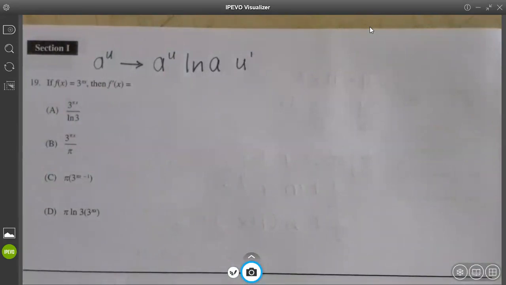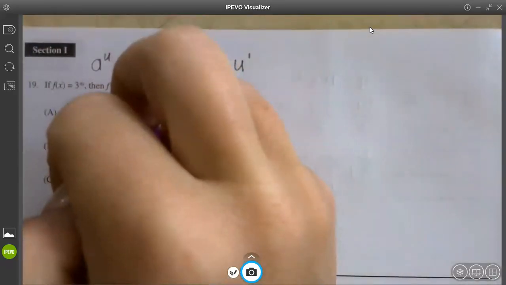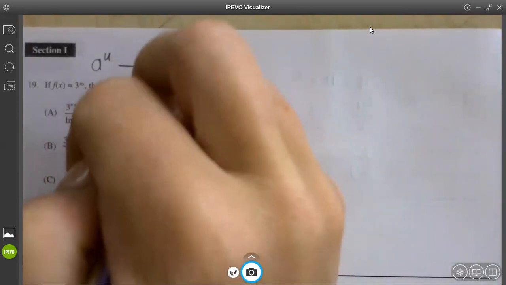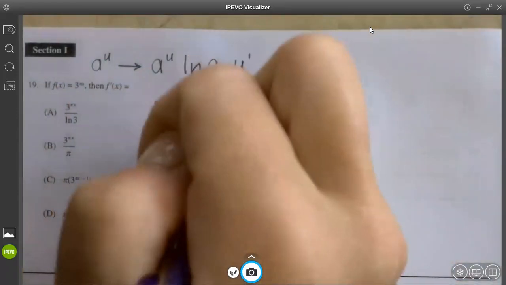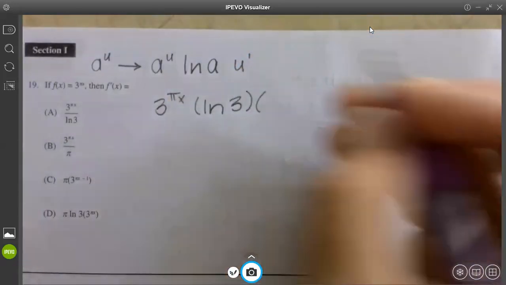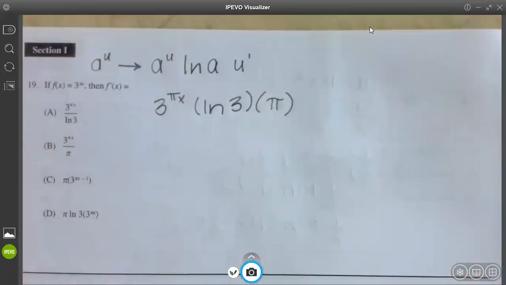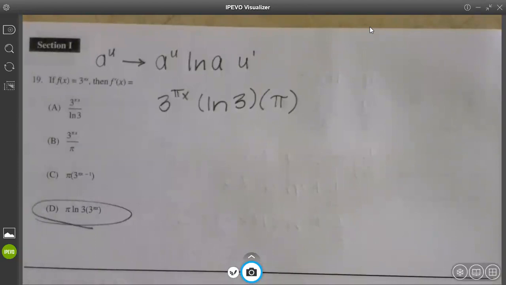All right, so it said write it over again. So what's your actual problem? 3 to the pi x. So rewrite your problem. Times ln, what's your base? 3. Times the derivative of the power. What's the derivative of the power? Pi. Okay, what do I do now? All right, next one.